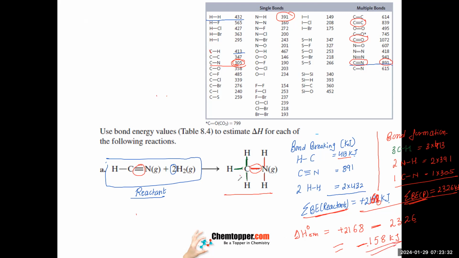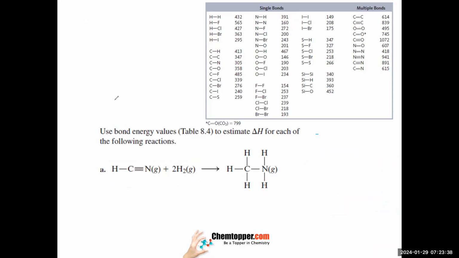It's an exothermic reaction. Okay. Now, another important concept before we move on from bond enthalpies to the next topic: these bond enthalpies which are mentioned here, these are the average bond enthalpies. Average bond enthalpies. What does it mean?